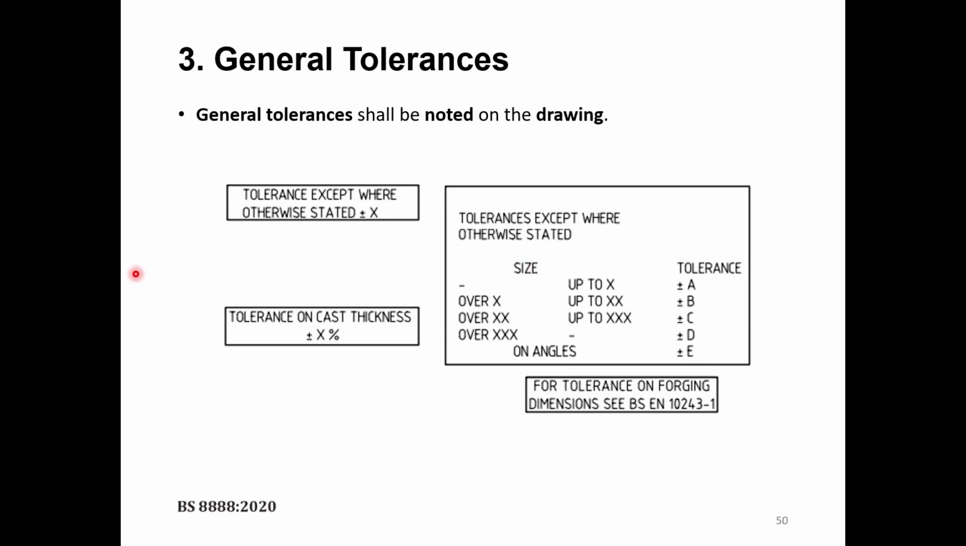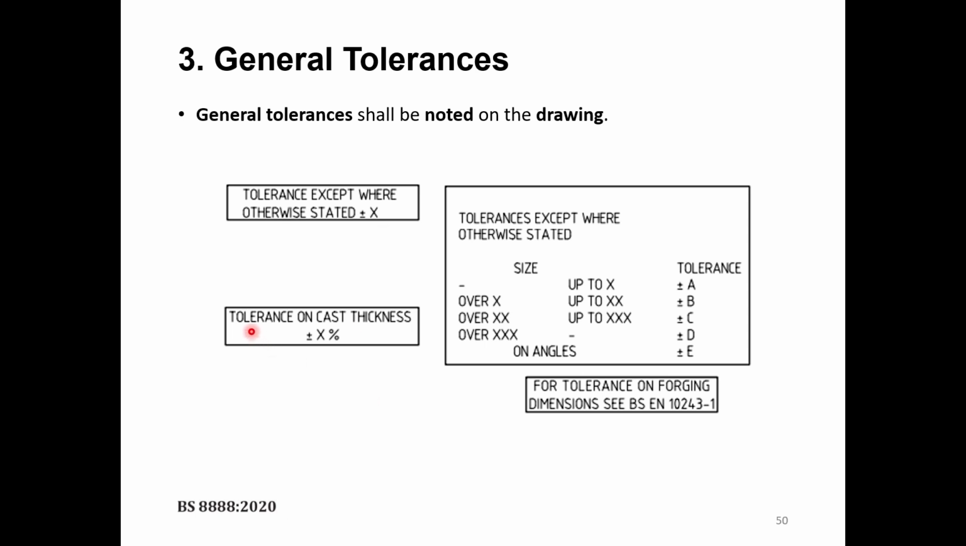The third one is general tolerances. When the tolerances apply, for example, to all the dimensions in the drawing, you can just write a note; you don't need to add it to each and every dimension. You can say tolerances, except where otherwise stated, are plus or minus x, with x replaced by the value that you think is correct for your drawings.